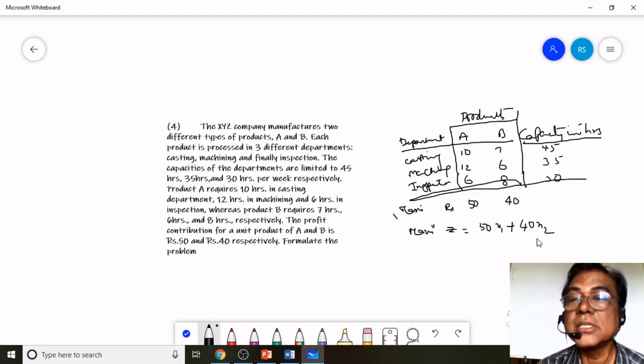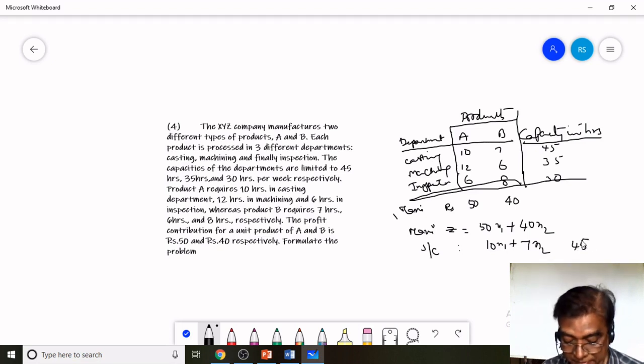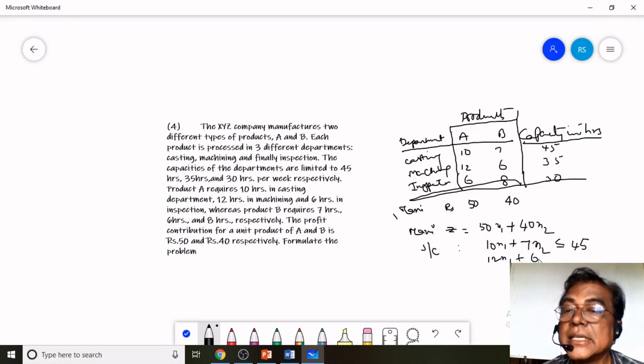Next, go to the subject to constraint equations. Now come to the point of 10x1 plus 7x2. First you write down 45. Don't use any symbol yet. Capacity means availability, which is nothing but less than or equal to. Next, the second equation: 12x1 plus 6x2, that is 35. Availability, less than or equal to.